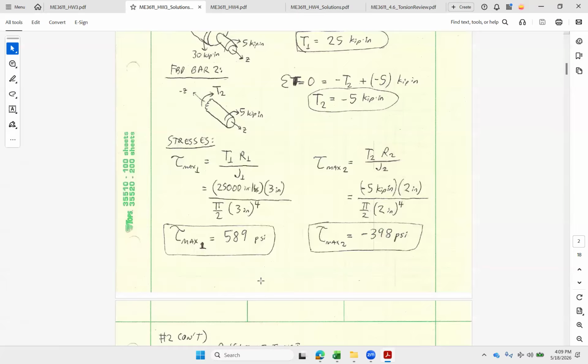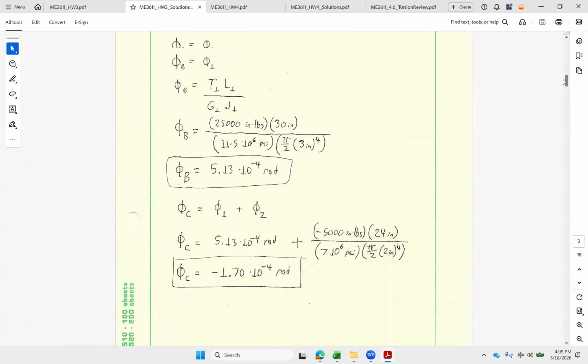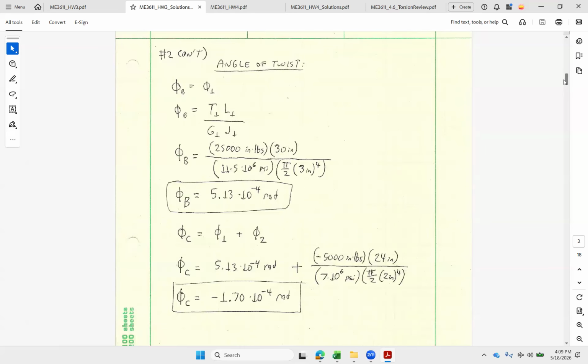Note that although the torque is a lot bigger on the first one, the stresses are closer because we've got a much bigger J value in the first bar. And then finally, we can figure out what our angle of twist is. So for that first bar, that's going to twist 5.13 × 10^-4 radians, or 513 microradians. That's going to be counterclockwise because we have a positive sign. And that's also the twist at the middle because we were fixed at the back end.